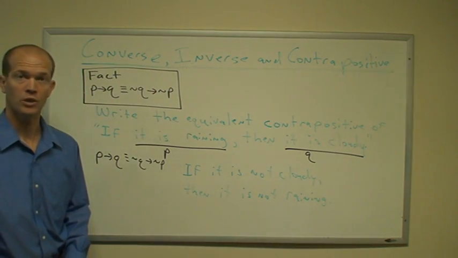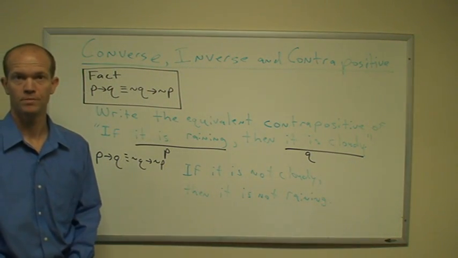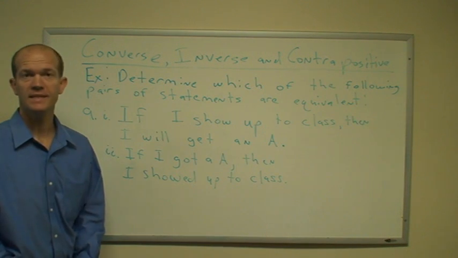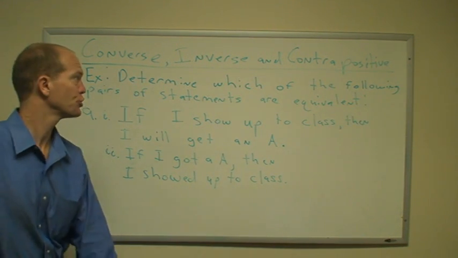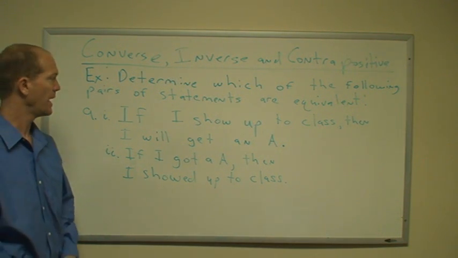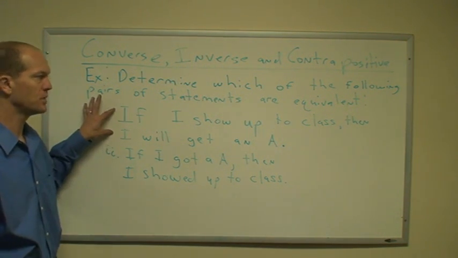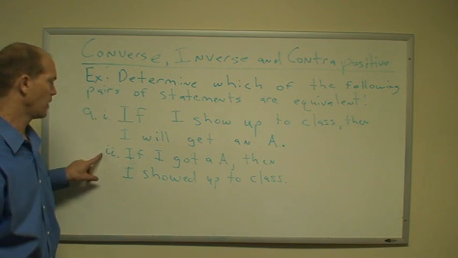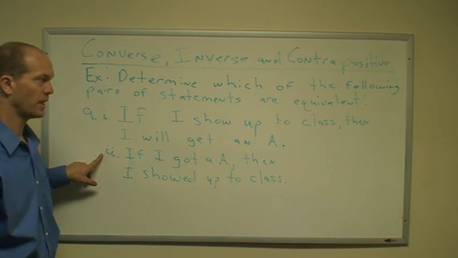And that would be an equivalent contrapositive statement to the original. The next example we'll look at asks us to determine which of the following pairs of statements are equivalent. In A, the pair of statements are, if I show up to class, then I'll get an A, along with, if I got an A, then I show up to class.